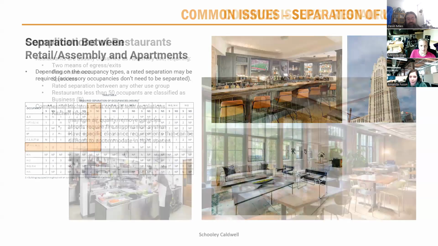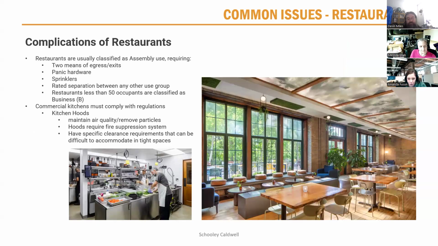Moving on, some other complications we see in existing buildings as it relates to code are restaurants. Unless you have an occupant load less than 50, again, that magic number 49, they are usually considered an assembly space, which means two means of egress and exits are required. Those exits have to have panic hardware, and these spaces are required to be sprinklered, and you would have to have a separation between this and any other use group. However, if you calculated the occupancy and it is less than 50, it would actually be classified as business, and a lot of those requirements would go away.